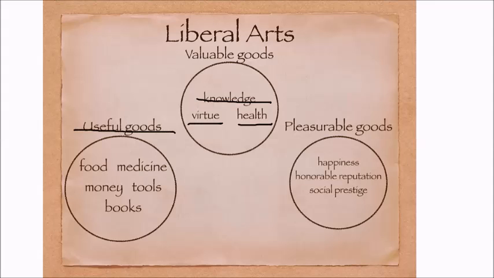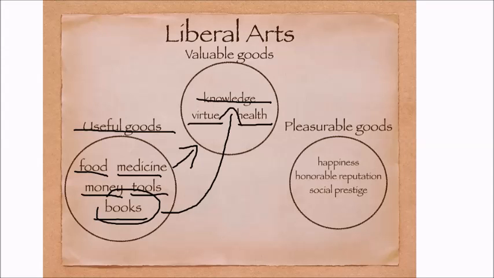Useful goods are goods not for their own sake as well, but because they allow the person to acquire valuable goods like knowledge, virtue, and health. The useful goods, just some examples, are food, medicine, money, tools, books. For example, just for you to understand this process from the useful goods to the valuable goods, we can say that books are useful goods because they allow a person to get knowledge. Okay, this is just an example.